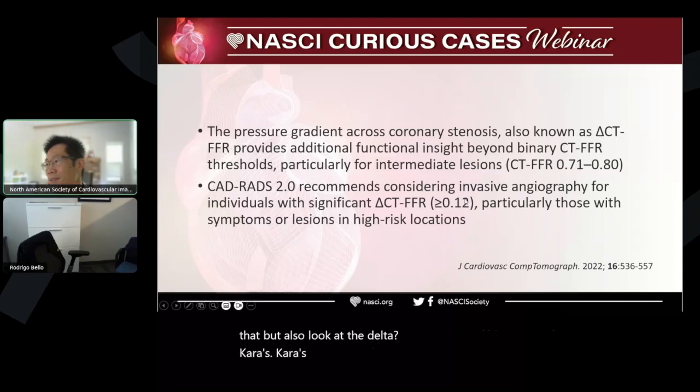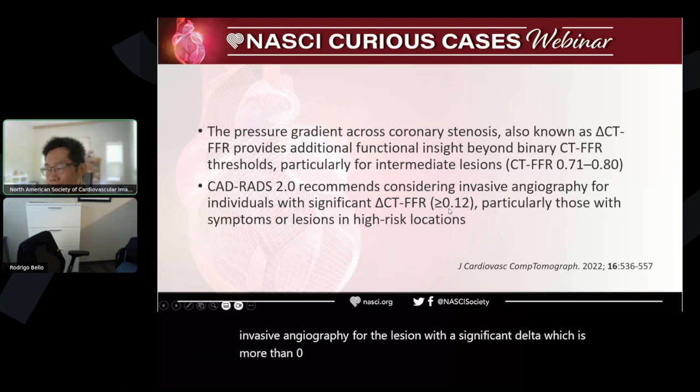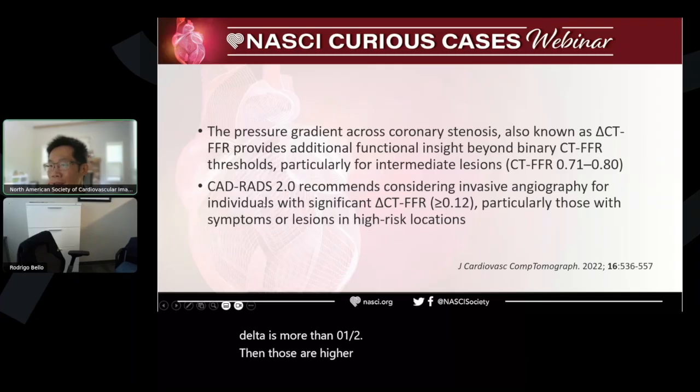KRAS 2.0 suggests that you may consider invasive angiography for a lesion with a significant delta, which is more than 0.12. Our case is 0.05. Patients with a delta of more than 0.12 are higher risk, so KRAS 2.0 suggests that if you see this, consider a further invasive procedure.